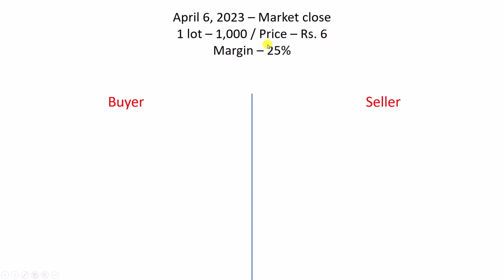Alright. Now let us say that the margin has increased to 25%. Initially, when entering into the trade, it was 20%. Now let us say that the new margin requirement is 25%. From now onwards, we will assume that the margin remains 25%. So now we'll see how much the buyer makes or how much the seller loses.